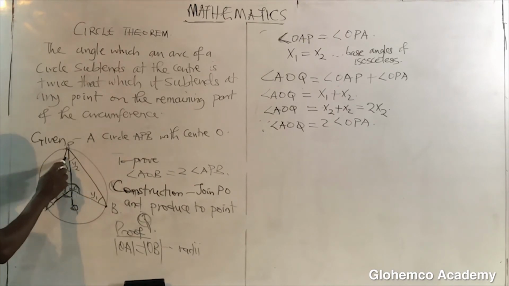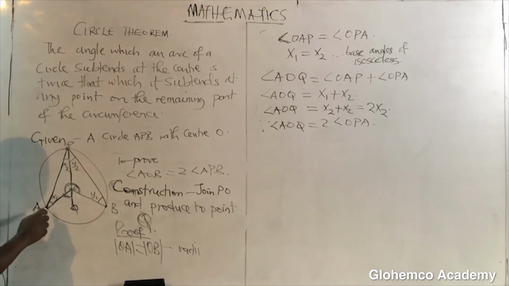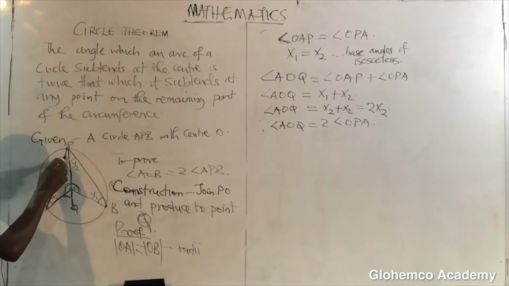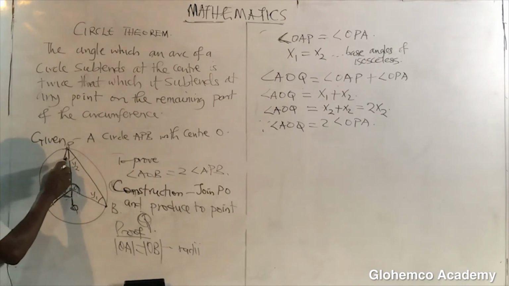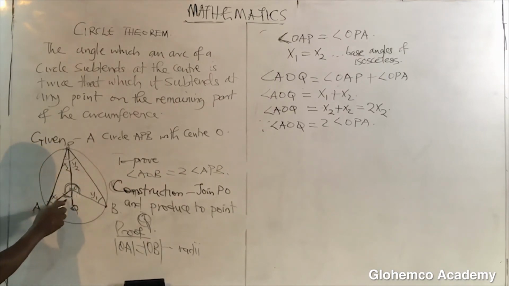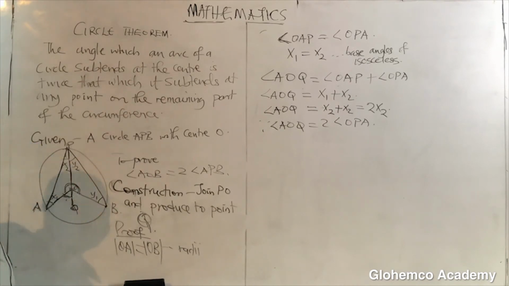If this one is 45 degrees and you want to get this angle, multiply this 45 degrees by 2 and it will give us 90 degrees. It means this angle will be 90 degrees. If this is 80 degrees, we want to get this one, multiply by 2 and that will give us 160 degrees. And that is what we are talking about here.